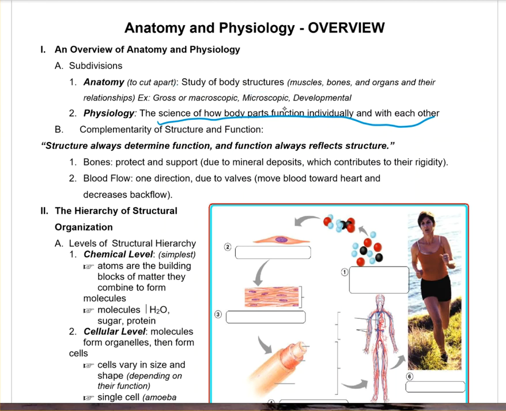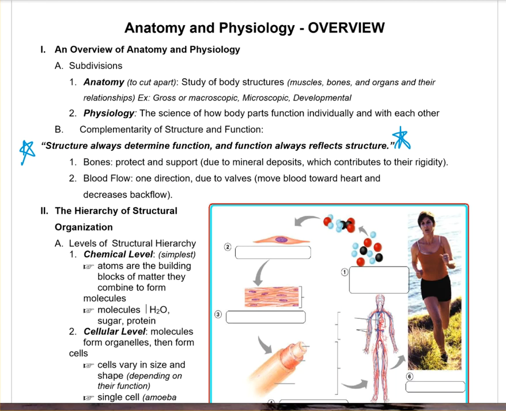Okay, so we've got our anatomy and we've got our physiology, and they always work together, meaning that the structure that you see always helps determine function, and the function always reflects the structure. This always helps us understand what's going on. If we see a particular part of the body, we can often infer its function by how it looks. And sometimes if we know what something does, we can get a hint about how its anatomy should be. There's a couple examples below talking about bones and their rigidity, and blood flow and how it moves in one direction due to the valves in the vessels. So you can think about how structure and function work together.